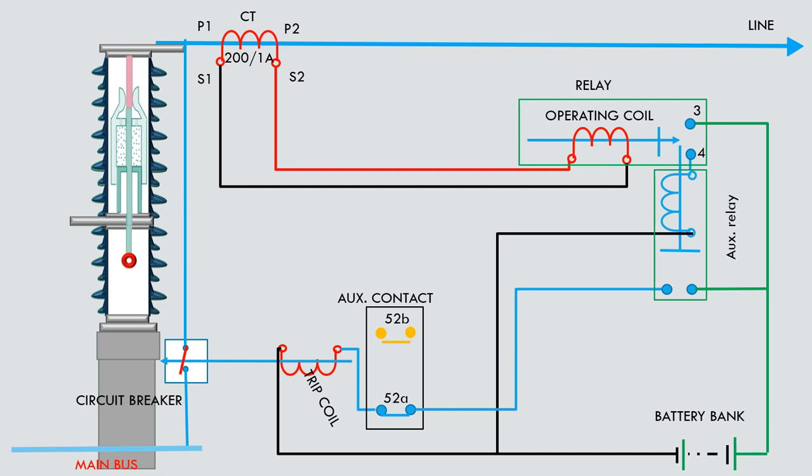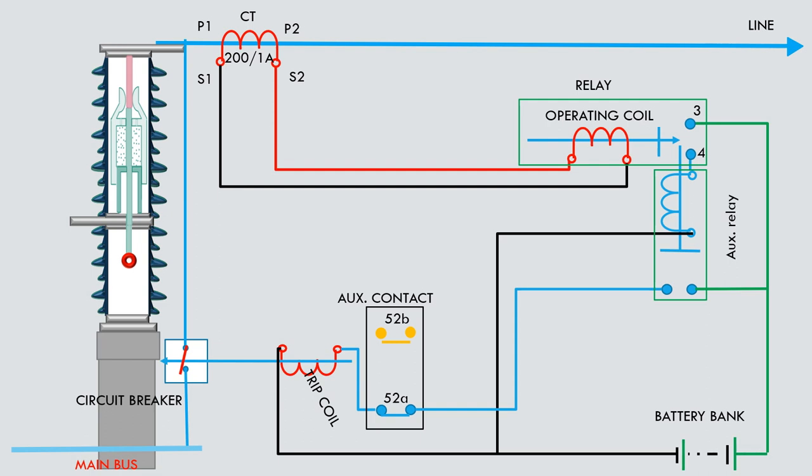Picture of a CT of ratio 200 ampere by 1 ampere is shown here. If 200 ampere current flows through its primary side along P1 and P2, then the secondary side current along S1 S2 will be 1 ampere, which will flow through the operating coil of the relay. The relay is connected in series and shown in the picture.